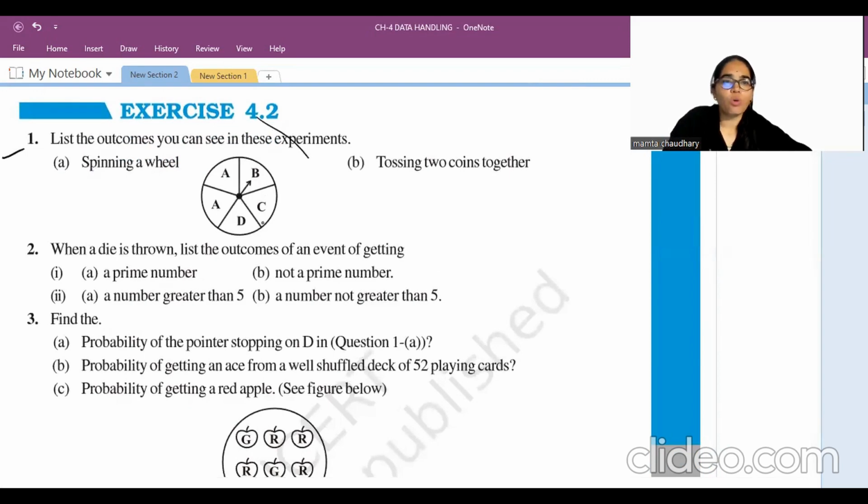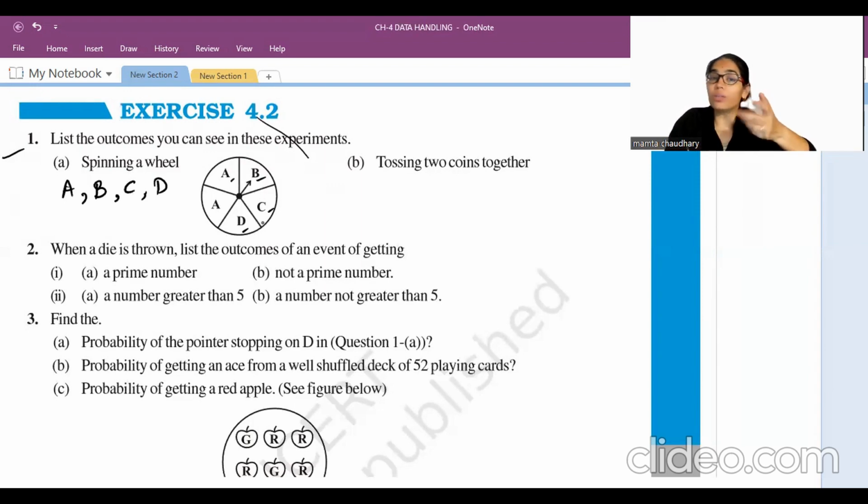Now, first, the spinning wheel. What can be the outcomes? The outcomes can be A, B, C, and D. There are only four possible outcomes: A, B, C, and D. Now, tossing two coins together.